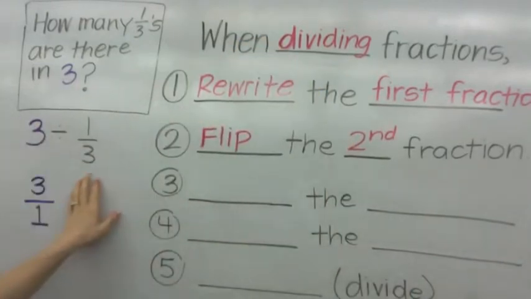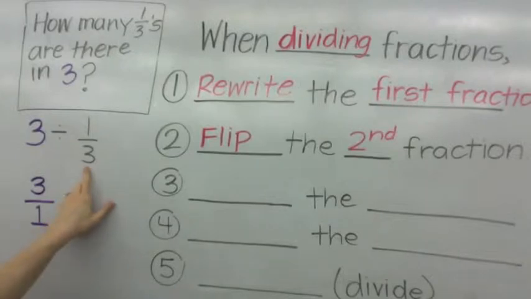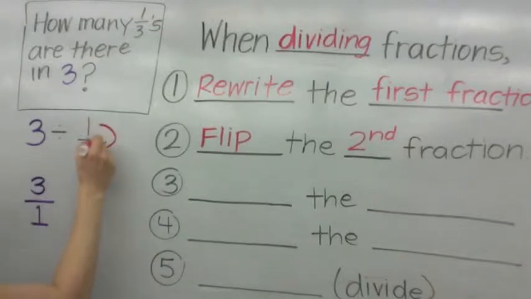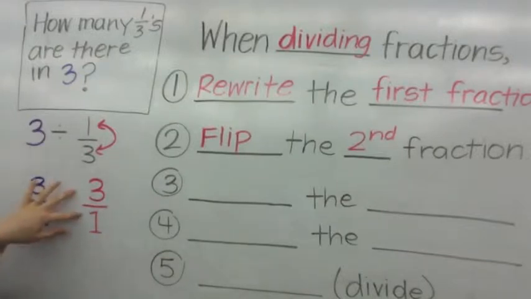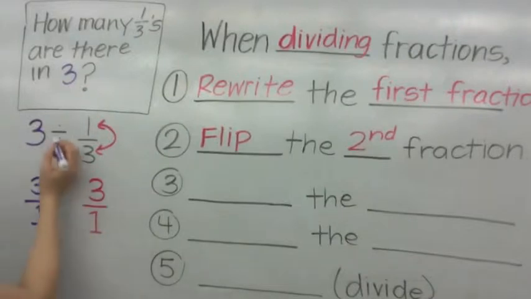So, okay, look then at this fraction 1/3. How do you flip it? Flip it where the top becomes the bottom and the bottom becomes the top. It becomes what? It becomes 3 over 1, right? Okay. So you flip it, and then you change the division into multiplication.